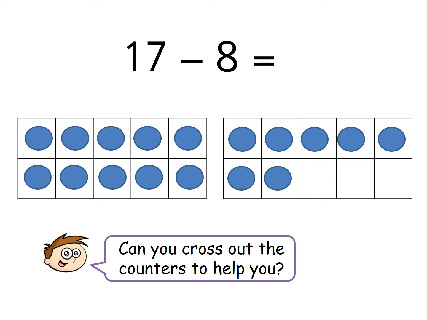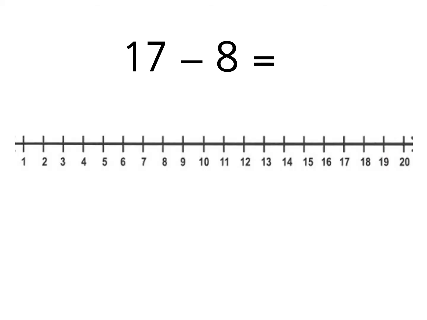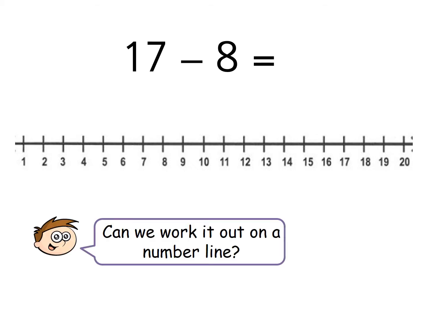Okay, well done for working it out. Let's do it together. So there's my crossing out. 1, 2, 3, 4, 5, 6, 7, 8. And I can see in the tens frame I'm left with 9, so 17 subtract 8 is 9. This time I'm going to do the same sum but on a number line. So can you do your jumps on your number line and show me 17 subtract 8? Well done, you've got the same answer as 9.